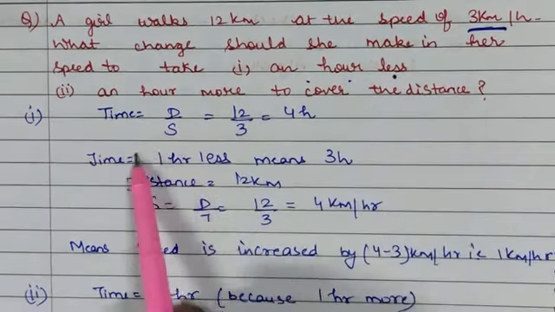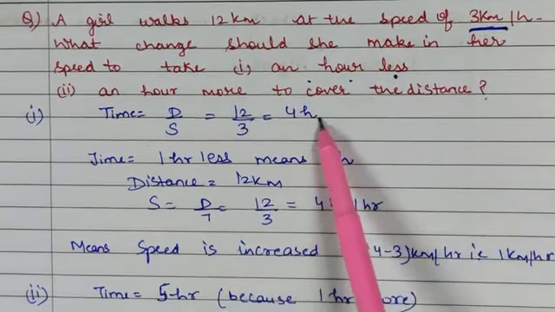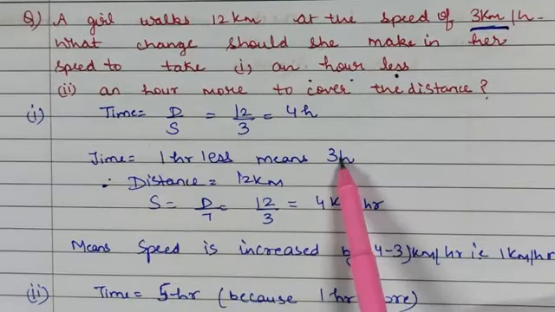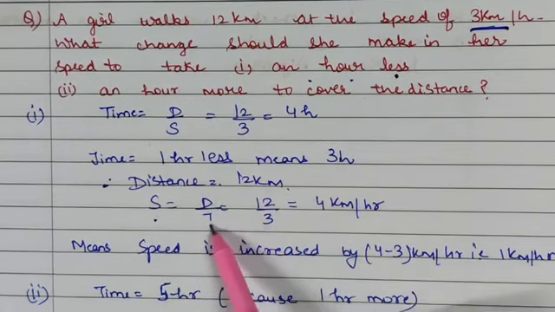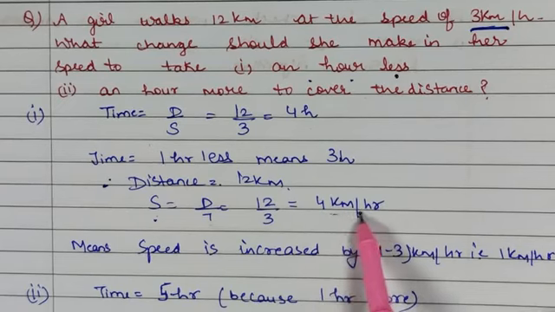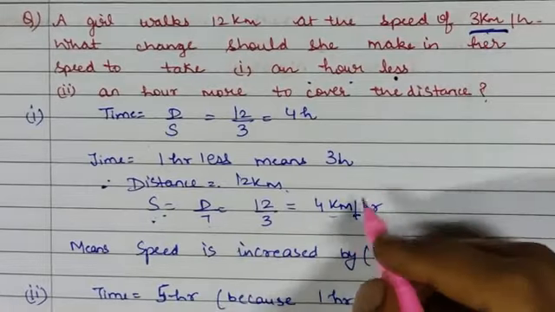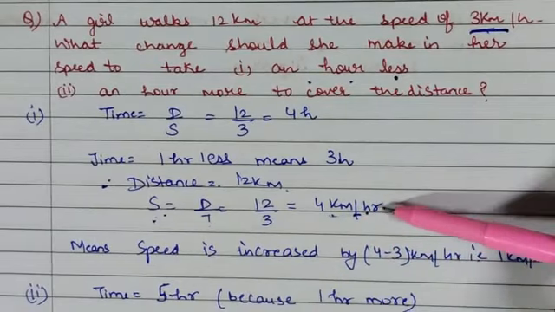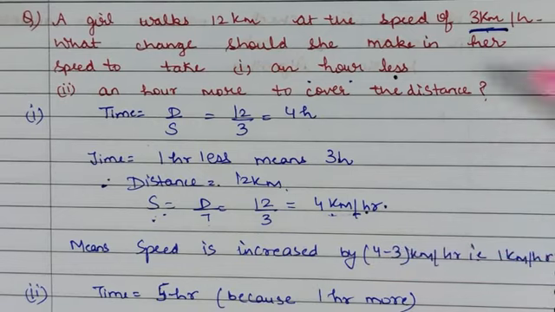So now the time is distance upon speed. Distance we have been given, speed we have been given, so 4 hours. Now if she took 1 hour less, that is if she took 3 hours, so what will be the speed? Distance is the same, that is distance upon time, we get 4 kilometer per hour. So it means earlier it was 3 kilometer per hour, now it is 4 kilometer per hour. So the speed is getting increased by 4 minus 3, that is 1 kilometer per hour.